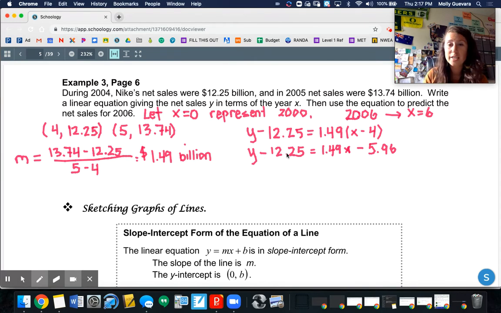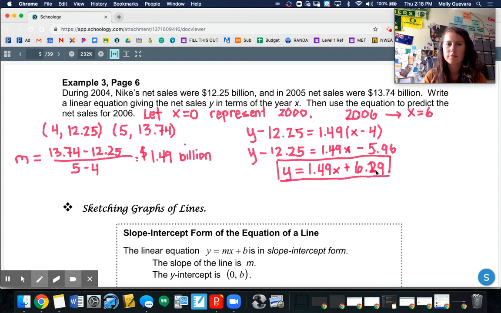Then the last thing, all we need to do is add this 12.25 to the other side so we have our linear equation. So I get 1.49x plus, and then negative 5.96 plus 12.25 is 6.29. And there is the equation. Woohoo! So that's the equation modeling Nike's net sales.